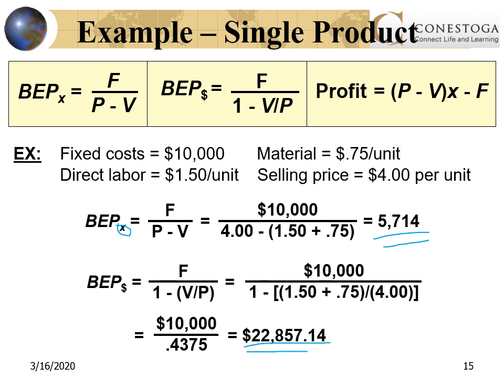We can understand that if the value is less than 5,714, I will be at a loss. If I am above 5,714, I will be at a profit. So 5714 is that point of indifference, or the break-even point, at which there is no profit or no loss. Is it making sense?